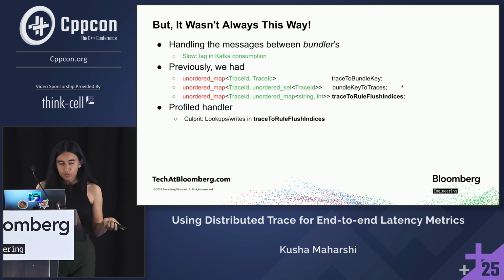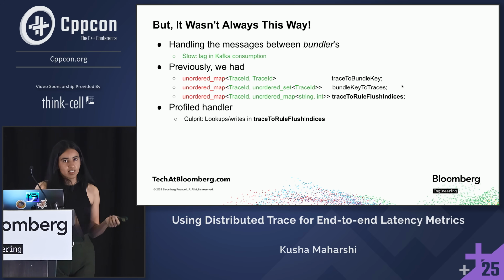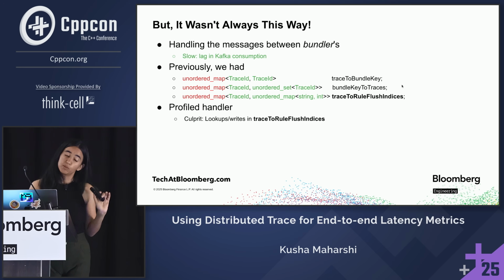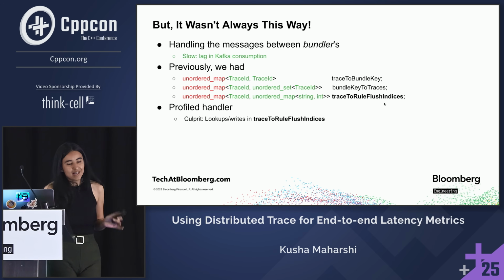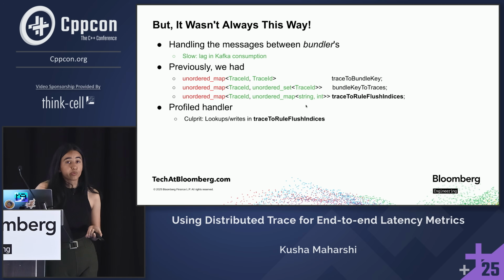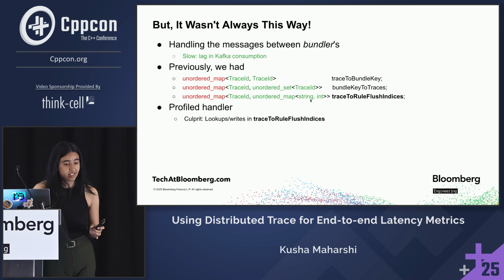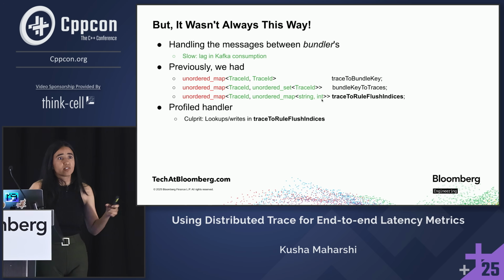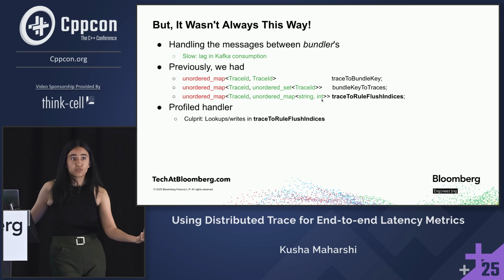If that sounds really complicated, it is, because it does indicate that it was overly complicated and we probably didn't need it. Basically, what this data structure is doing is we were actually storing every single rule that matched every single trace and how many spans from that rule we'd already flushed to Kafka.